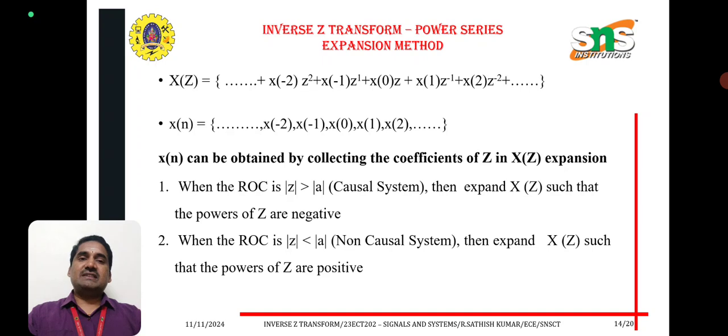When the ROC is modulus of z greater than modulus of a, a causal system, then expand X of z such that the powers of z are negative. When the ROC is modulus of z less than modulus of a, a non-causal system, then expand X of z such that the powers of z are positive.